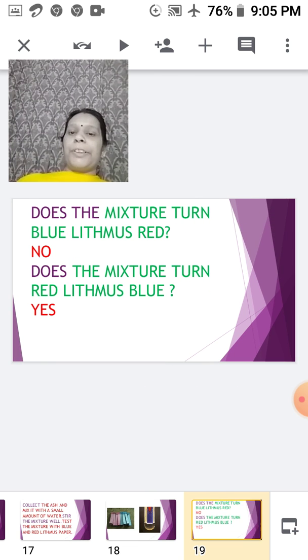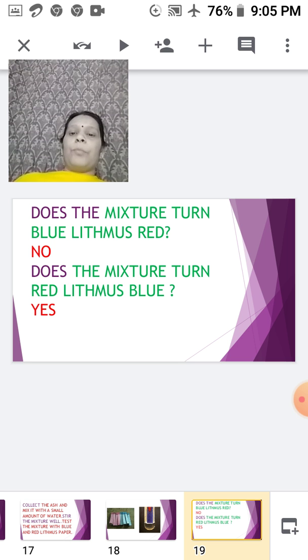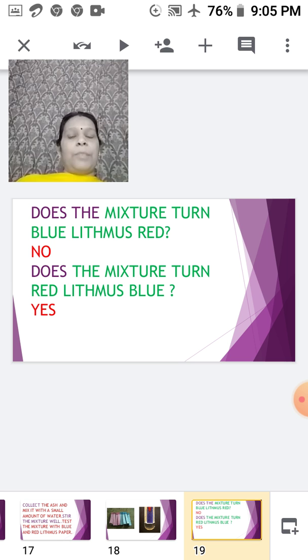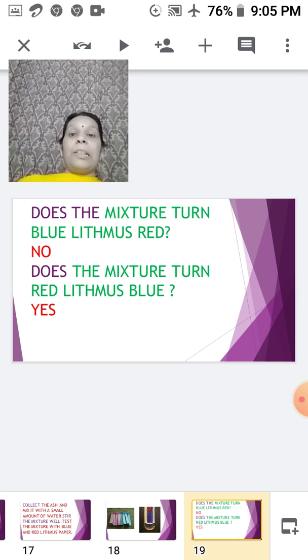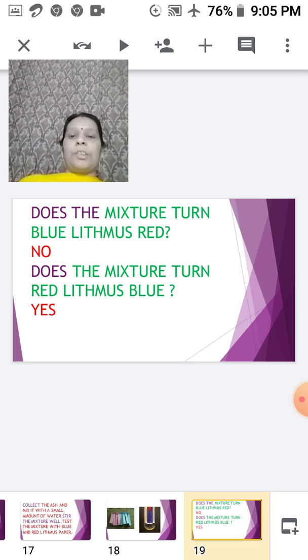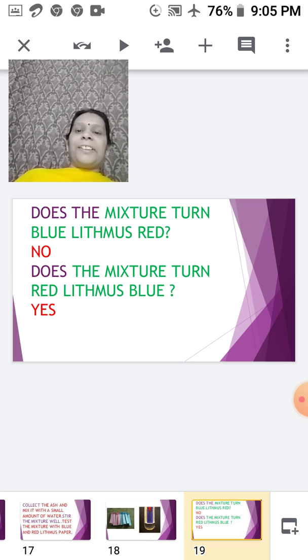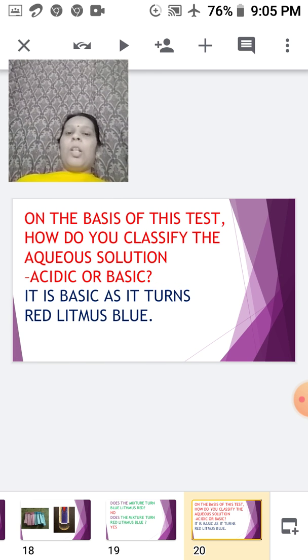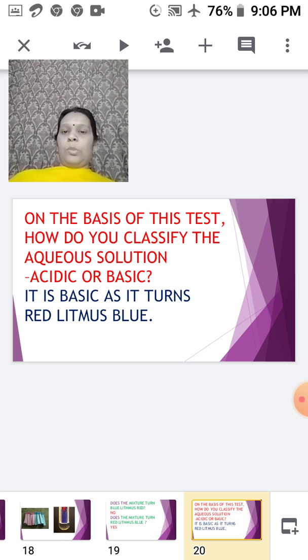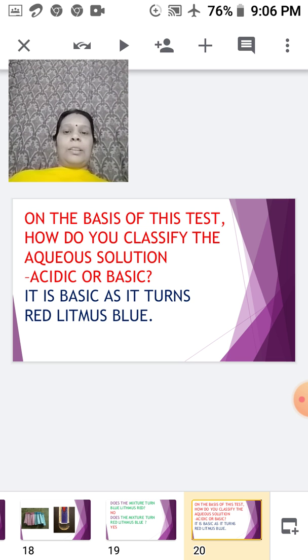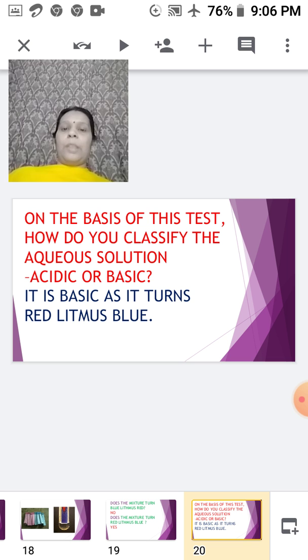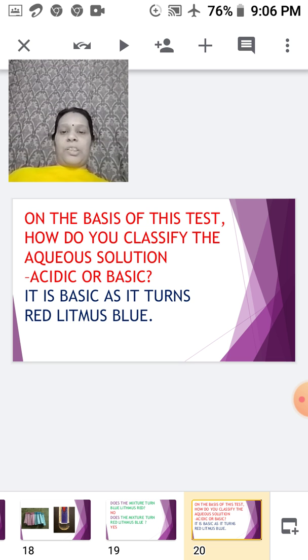So does the mixture turn blue litmus red? No. When we put the blue litmus into this mixture, it does not change its color. But when we put the red litmus into the mixture, it changes to blue. So why is it happening? What does it indicate? On the basis of this test, what conclusion do you get? What do you classify about the aqueous solution, whether it is acidic or basic?